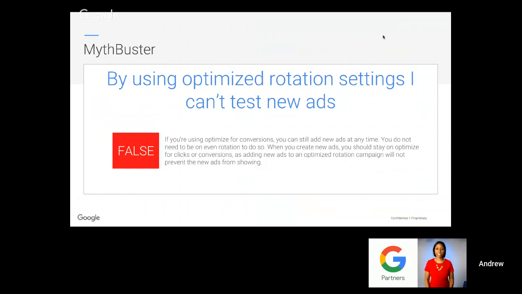Each campaign actually has a different length of time that it'll take for the optimized rotation setting to ensure that it's really including those new ads. So what I often say is give it at least 2 weeks before you pull the plug on this optimized setting. And there's a case that it could be even more than that.